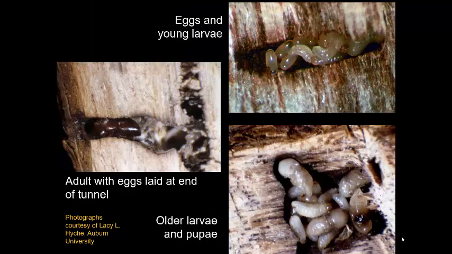The adult in the picture on the left looks like it's going out, but you can see the tunnel it had made. The fungus colonizes that tunnel. The eggs are laid in that tunnel. There's eggs and larvae in the upper right, and they will feed in that tunneled area, feeding on the fungus, not feeding on the wood. A little bit different with these ambrosia beetles.